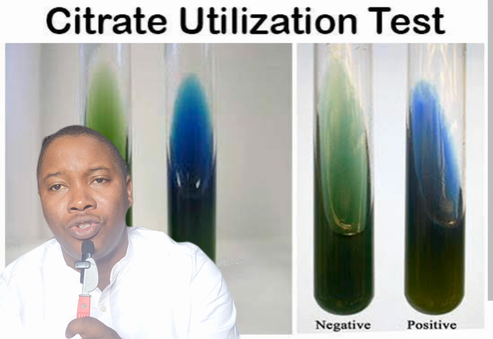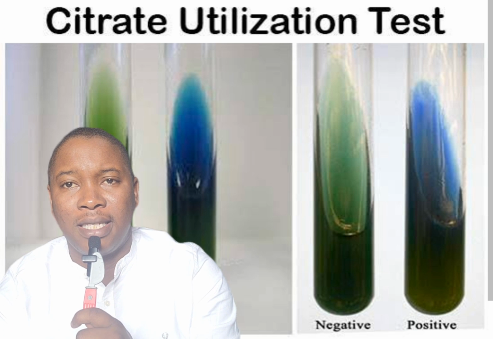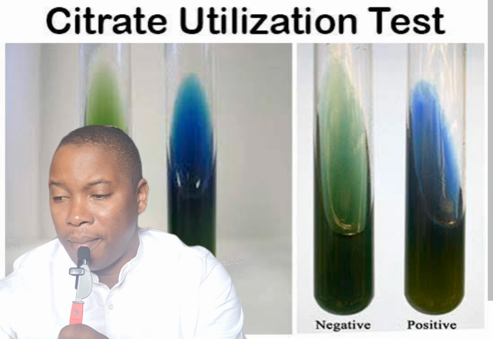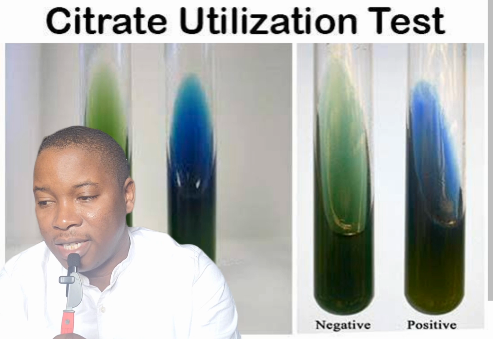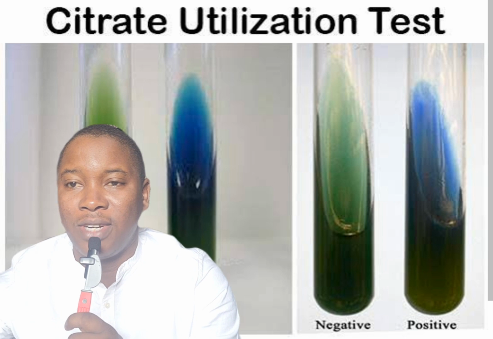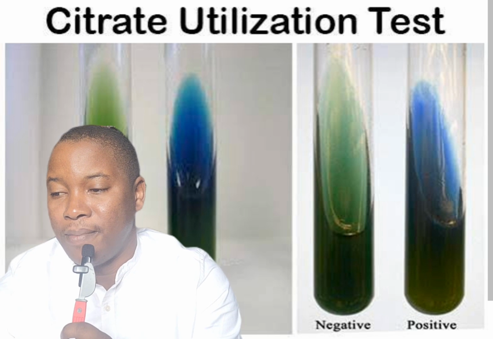This is a test that we run in the IMVIC battery of tests. It's an important test that helps us to differentiate our different organisms one from the other. It's important to know that Klebsiella pneumoniae is citrate positive, Enterobacter species are citrate positive, and Salmonella are citrate positive, while Escherichia and Shigella are citrate negative. This is important to know.